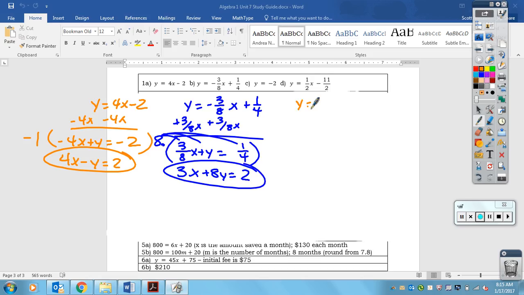C, this is a horizontal line. y equals negative 2. So I guess technically this is in standard form. This is kind of the best that we can do.